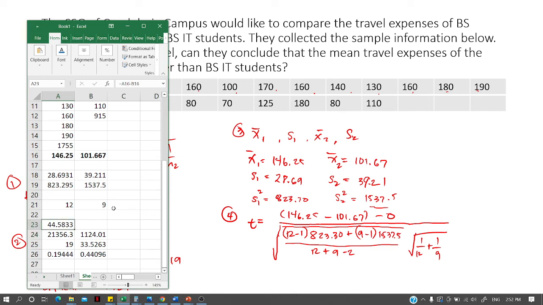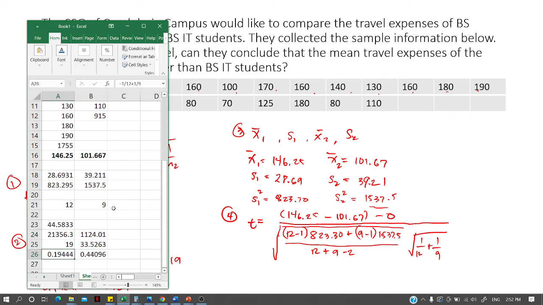So, bali itong 44.58, yan yung difference ng dalawang means natin, yung 146 at 101. Then, itong 21,356.3, that will be yung 11, kasi yung 12 minus 1, multiply natin dun sa s squared 1, plus idinagdag natin dun sa 8 times s squared 2. Tapos, kinuha natin yung sa baba, yung ating 12 plus 9 minus 2. Then, dinivide natin yung dalawang yan, kaya nakuha natin yung 1,124.01. Then, kinuha natin yung square root niya.